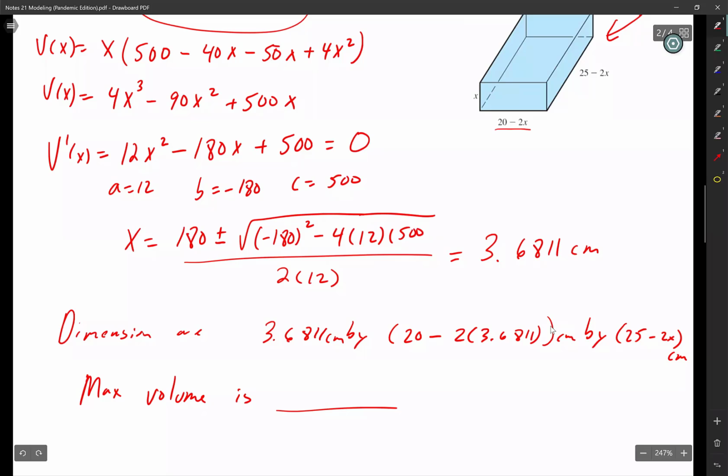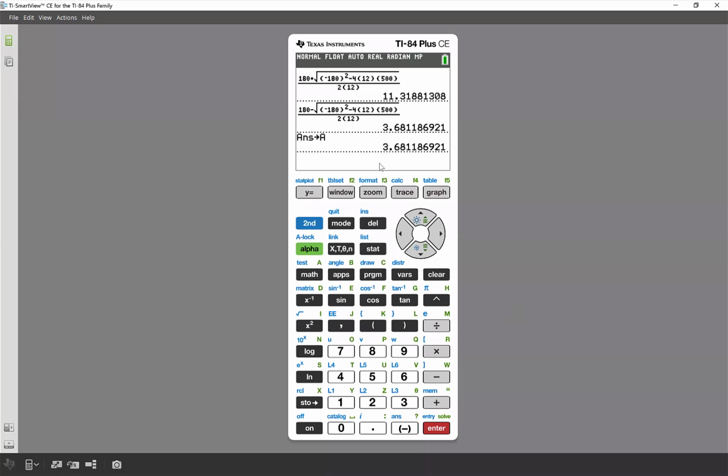So check it out, guys. I'm going to go back to my calculator. Here it is. Maybe I should have put the equation right off the bat, but I guess it doesn't matter. All right. What was my equation again?